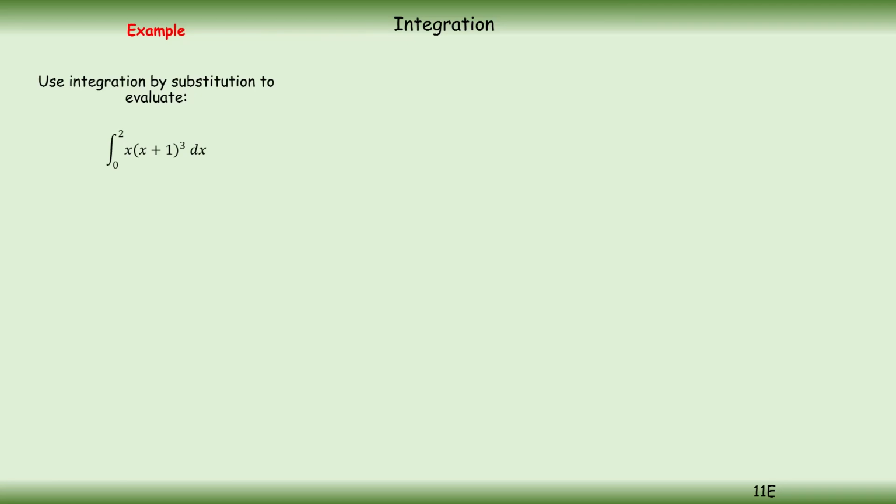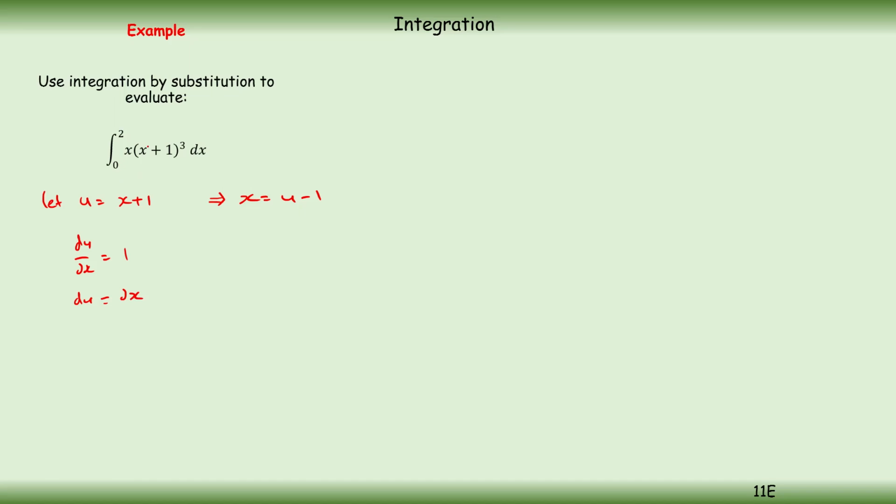Okay, so let's have a look at this integral. This time it's a definite integral, so we're integrating within the limits from 0 to 2. So it's a slight change there. This time I'm sure you can guess what the substitution is going to be. Let u be equal to x plus 1. Okay, that means that x is equal to u minus 1, and when we differentiate u with respect to x, we get 1, which means that du equals dx. That's nice and straightforward.